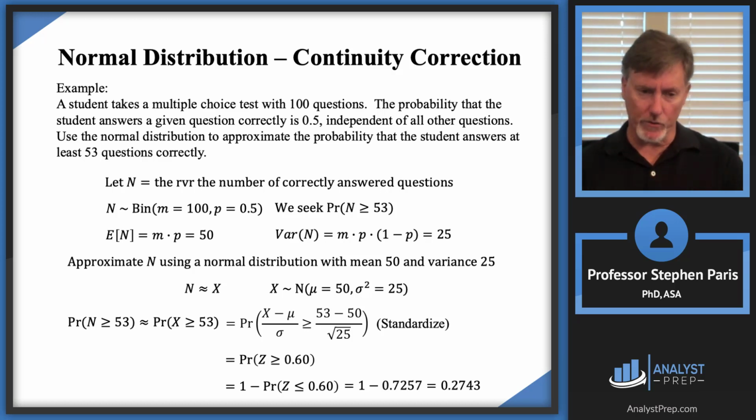All right, so I didn't actually use anything having to do with the continuity correction here. I just wanted to go through this process first without it to show you how we use the normal distribution to approximate a binomial distribution. We do it this way.